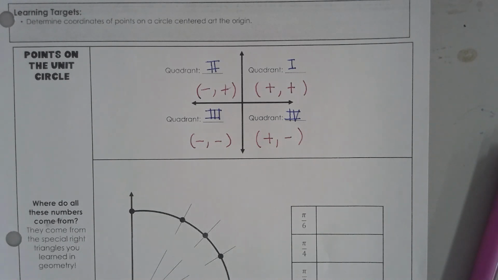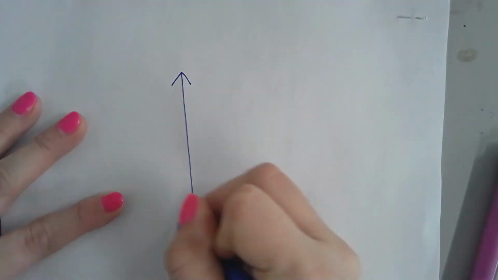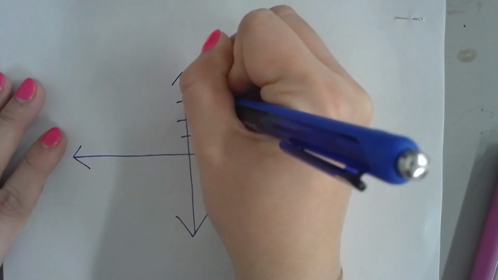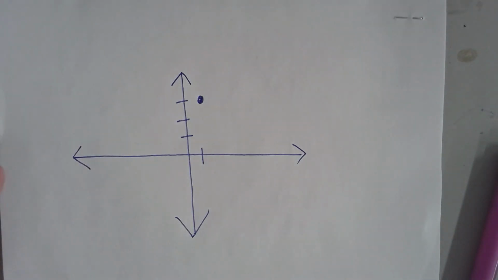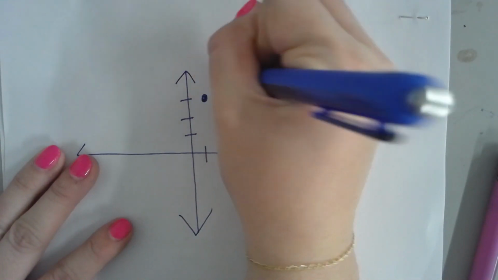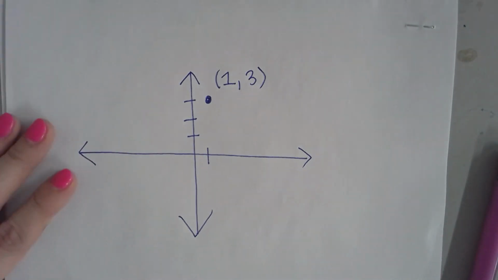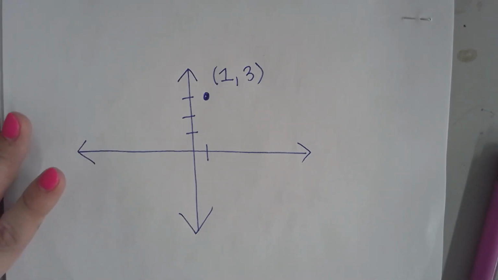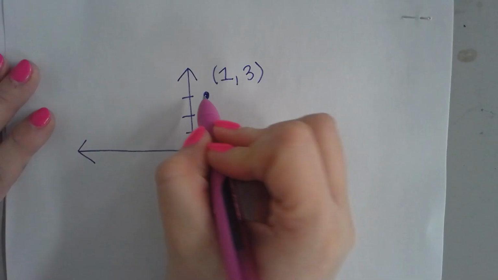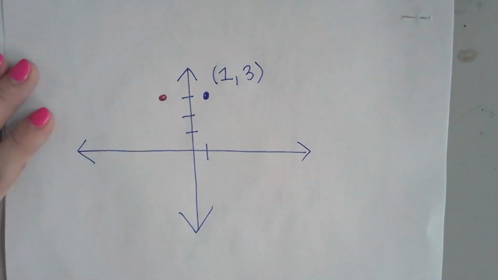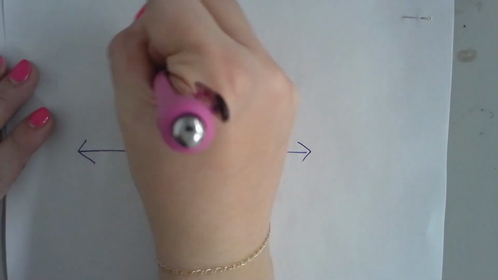Something else that I did not put on the notes, but let's talk about reflecting points. Let's say I have this point, which I'm going to call 1, 3. And I'm going to reflect it across the y-axis. It's going to come right here, correct? What is that coordinate going to be? Negative 1, 3. Very good.